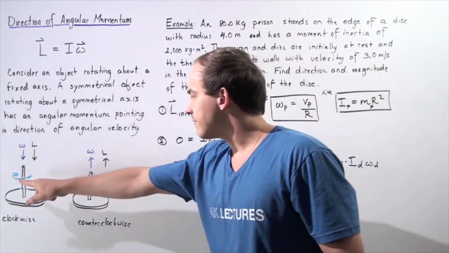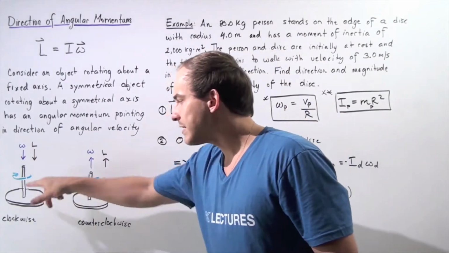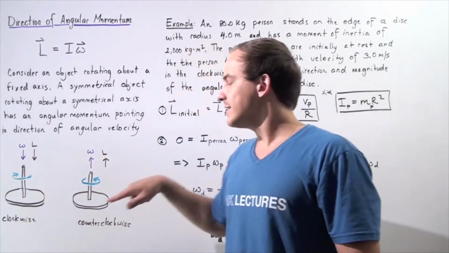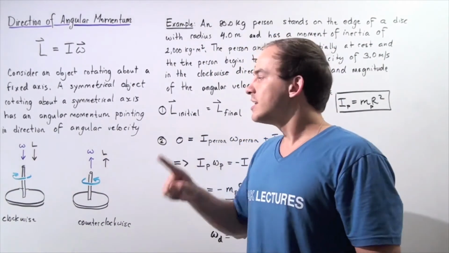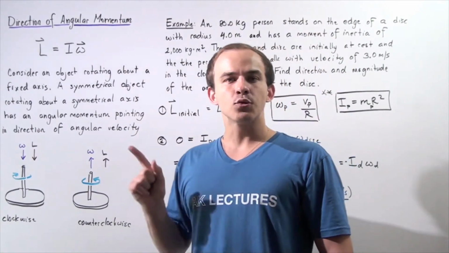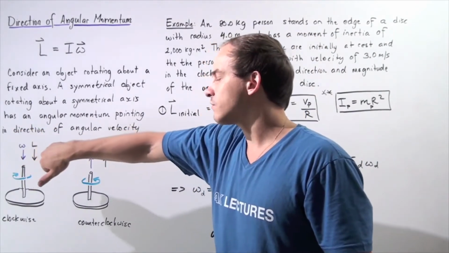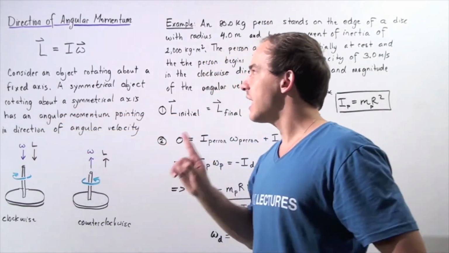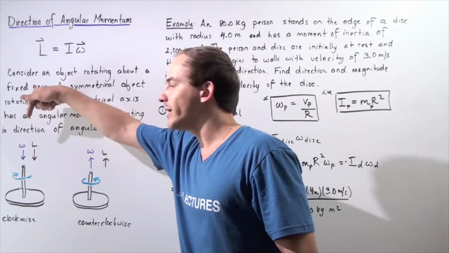So let's suppose we have the following two cases. In case 1, we have the following symmetrical disk that is rotating in the clockwise direction. And in case 2, it's rotating in the counterclockwise direction. To find the direction of angular velocity, we apply the right-hand rule. We curl our fingers about the axis of rotation, we extend the thumb, and the thumb points downward, so that means the angular velocity and the angular momentum both point downward.